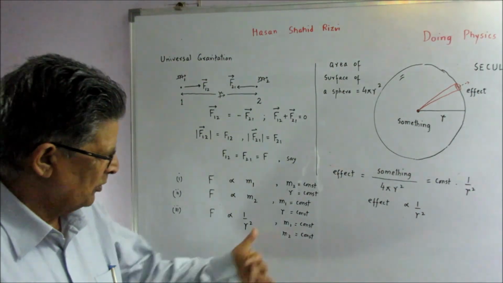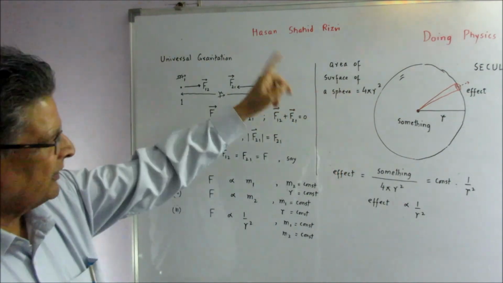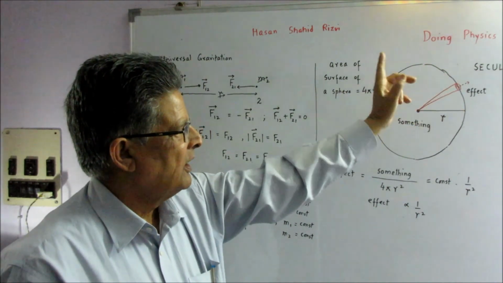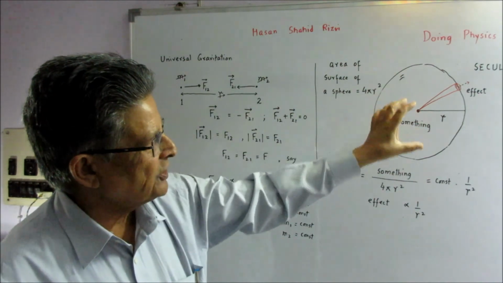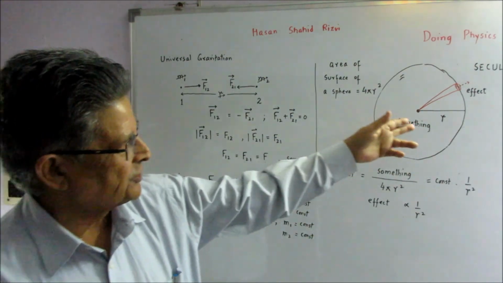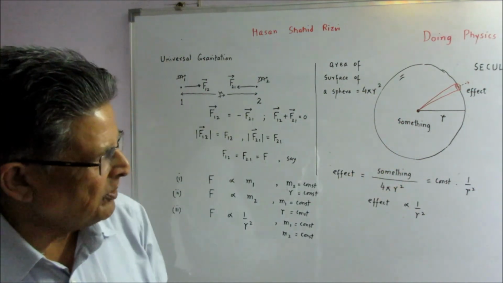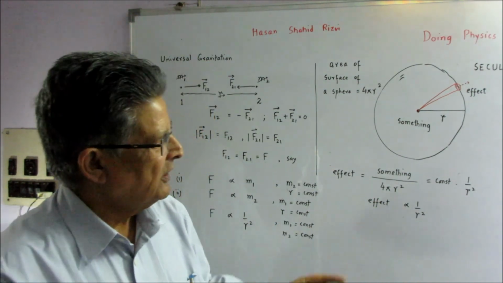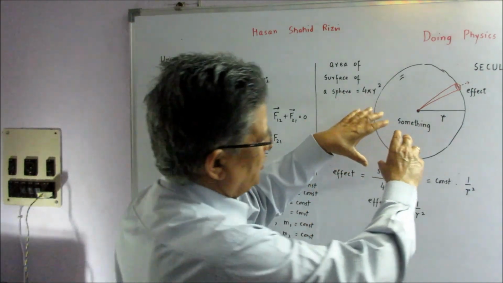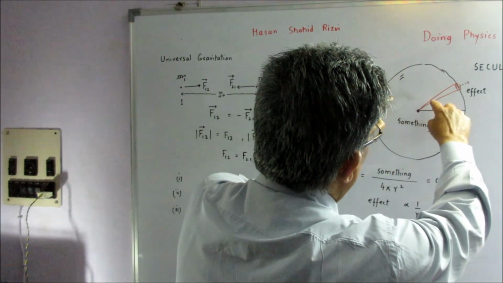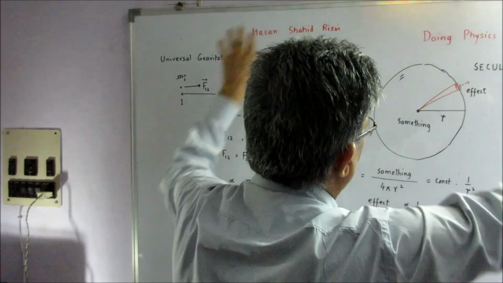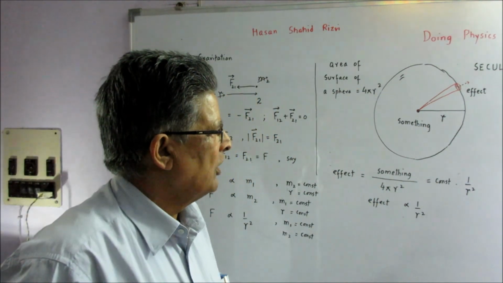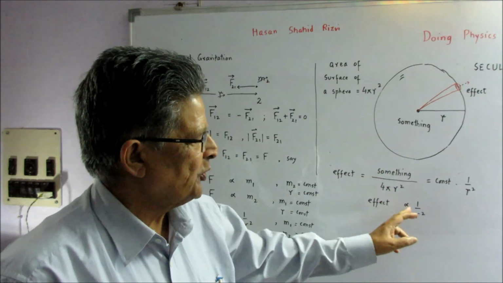And then we talk more about it, more interesting things about it. So today what we have learned is that if there is something which is going out in all directions from the surface of the sphere, then we find that there is more which goes out here, and less and less and less as it goes out, and therefore we say that the effect is proportional to 1 upon r square.